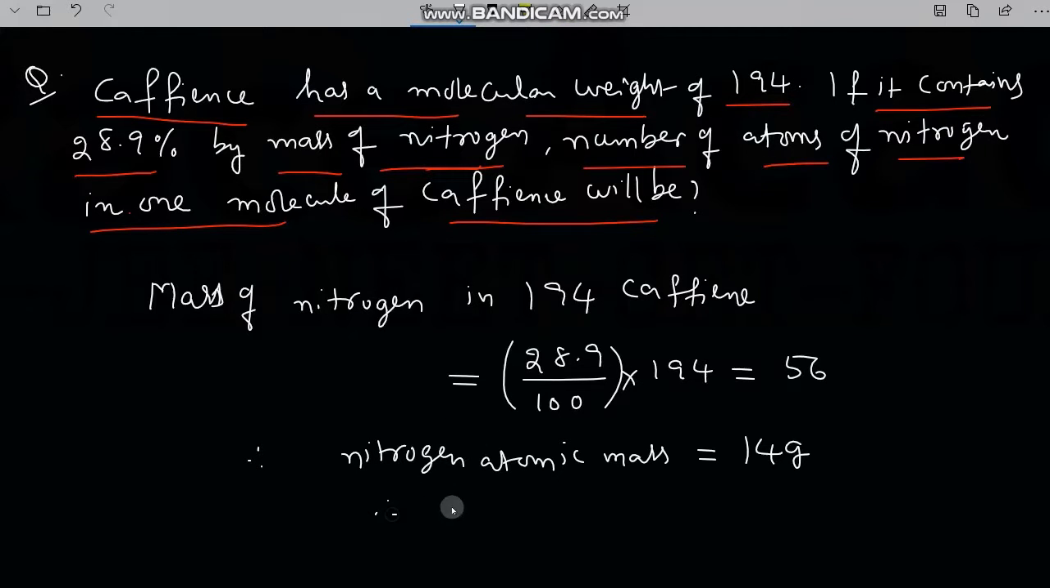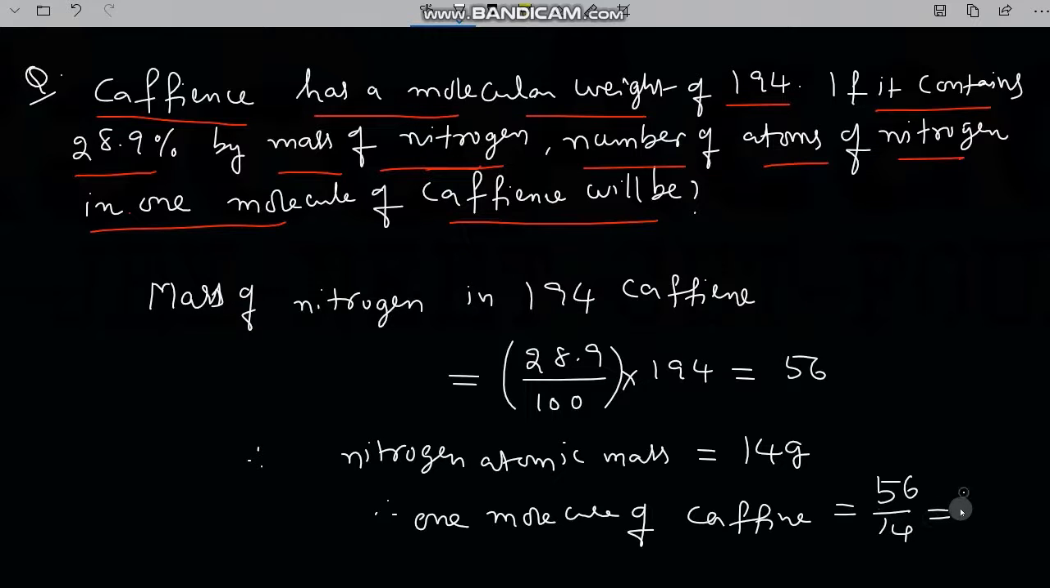Therefore, in 56 grams, how many nitrogen atoms will be there? That means one molecule of caffeine contains how many? 56 by 14, how much? 4 nitrogen atoms. 4 nitrogen atoms will be there in one molecule.